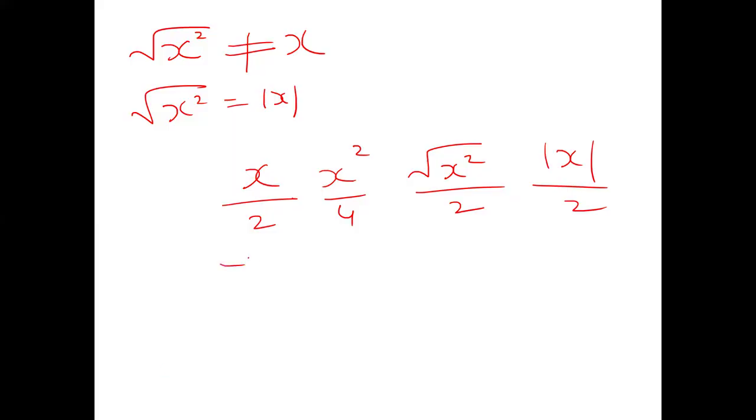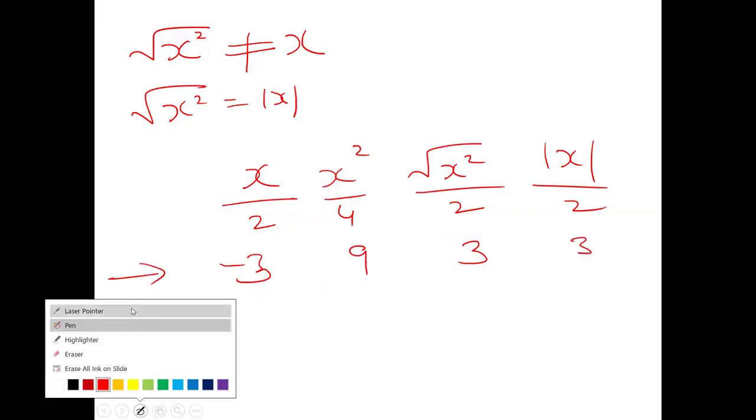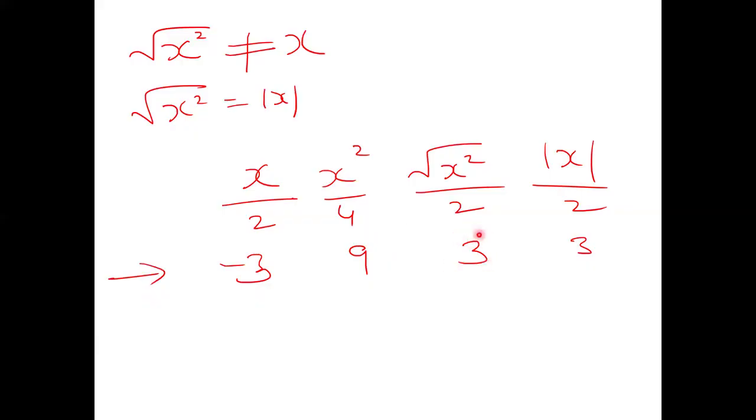On the other hand, let's take minus 3. x is minus 3. What is x square? 9. Root of x square? 3. And what is absolute value of x? Notice x is minus 3. So what is the absolute value of x? 3. Now notice in this particular case, root of x square is not equal to x.